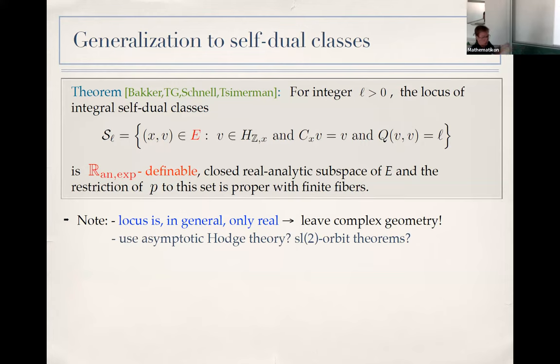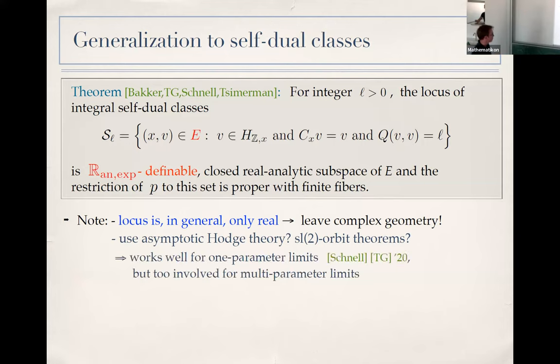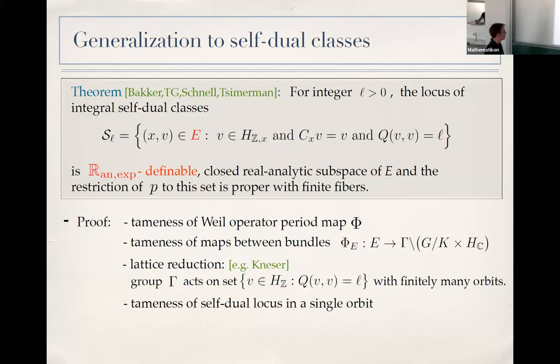We first tried to use asymptotic Hodge theory to show it, and it turns out to be notoriously difficult to impossible. So only for one parameter is it possible, but not for multi-parameters. I give you here the details of the proof, but I have no time to go through it. It's really a clever use of the tameness of the period map, together with the fact that these lattices reduce into finitely many orbits if you impose the self-duality condition.